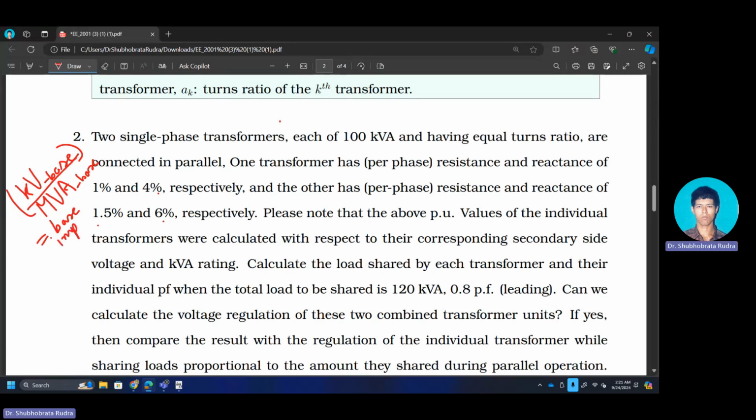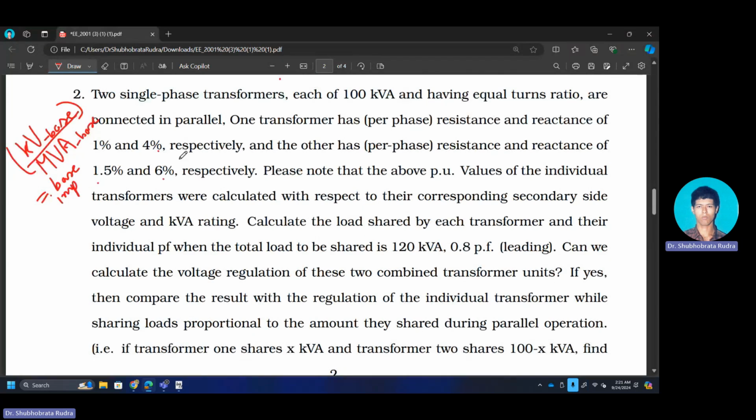So here we are assuming that kV base is the same for both the transformers, and therefore 1% and 4% and 1.5% and 6% are with respect to the same value. Please note the above PU values of the individual transformer were calculated with respect to their secondary side voltage at kVA. This is an irrelevant, redundant statement rather, this one.